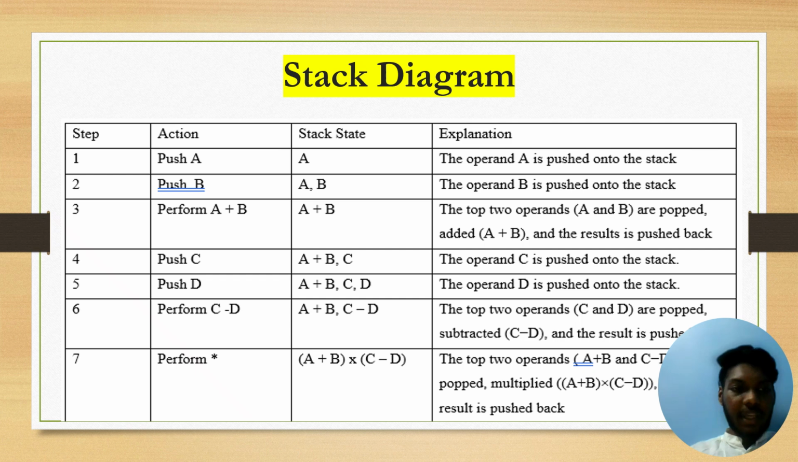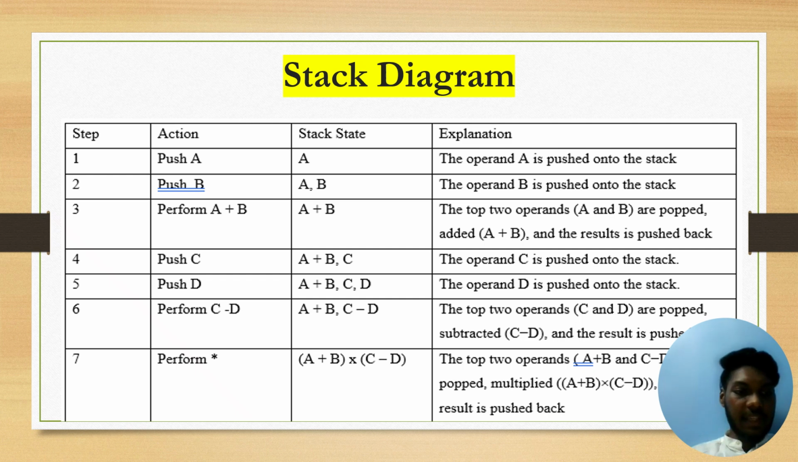Step 1, push A. We start by pushing operand A onto the stack. The stack now contains A. Step 2, push B. Next we push operand B onto the stack. Now the stack holds A and B. Step 3, perform A plus B. The top two elements on the stack, A and B, are popped. They are added together, giving A plus B. The result is then pushed back onto the stack. The current stack state is A plus B.